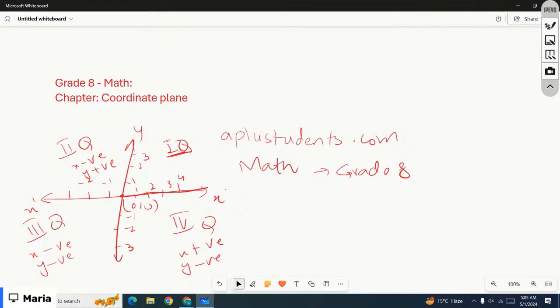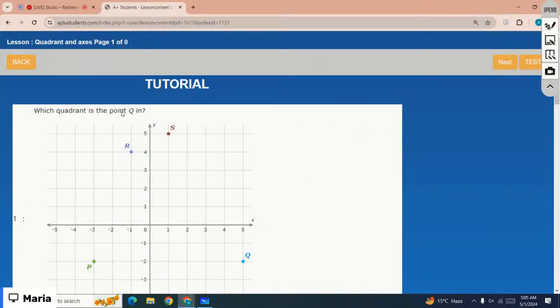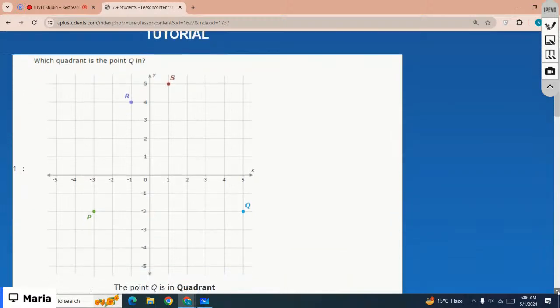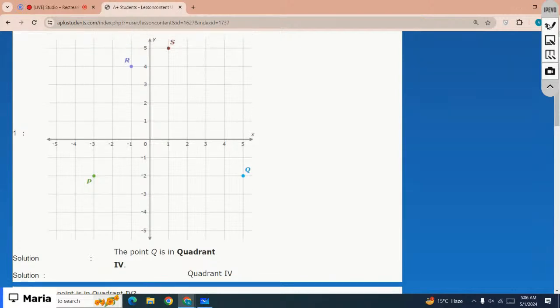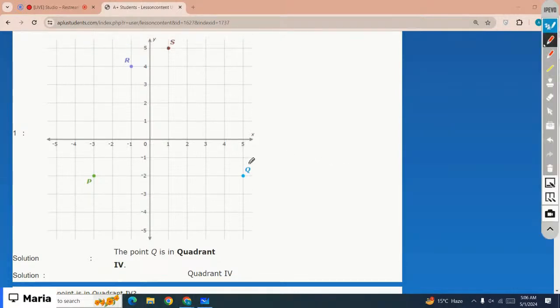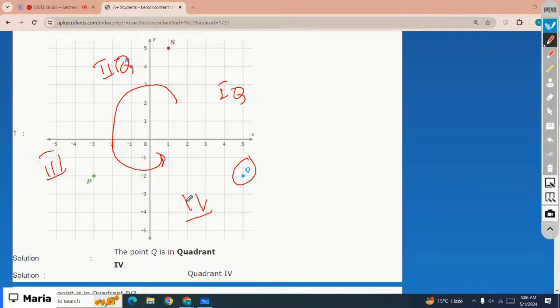Okay, let's start with the lesson now. Which quadrant is the point Q in? You are given the coordinate plane, and you have to see which quadrant point Q is in. Here is the point Q. You go counterclockwise, which means opposite to the direction the clock moves. This is the first quadrant, that is the second quadrant, that is the third one, and that is the fourth one. That means point Q is in the fourth quadrant.